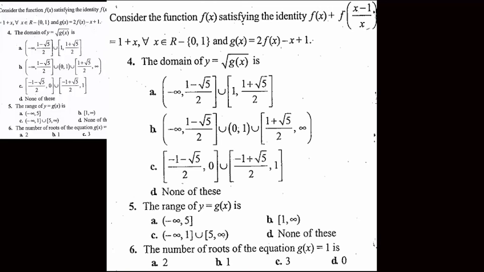Now the question is, we are given a function satisfying this identity: f(x) + f((x-1)/x) is equal to 1 + x, where x belongs to R minus {0, 1}. And it says g(x) is 2f(x) - x + 1. We need to find this function g(x), and then we need to solve these 3 questions.